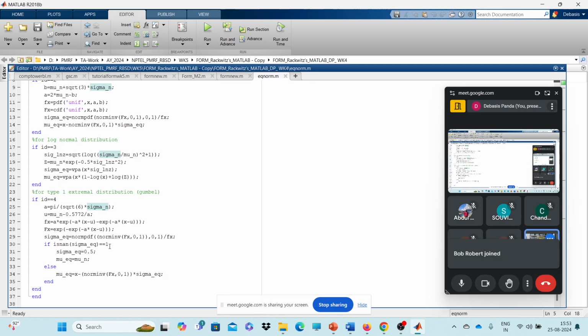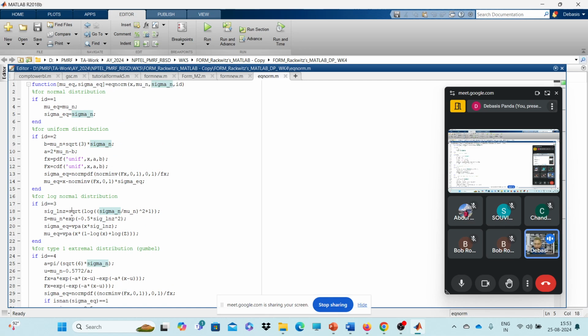You will find in a standard book what the parameters should be. For the log normal distribution, we have seen the sigma equivalent and mu equivalent formula in that example. So for id3, that means if you have a log normal distribution and you need to convert it into an equivalent normal, you put that id3, the mu of that random variable and the sigma of that random variable. This function will give you the mu equivalent and sigma equivalent, right?